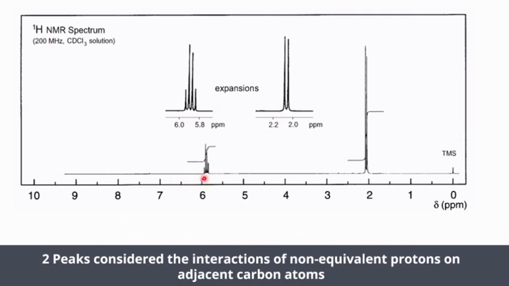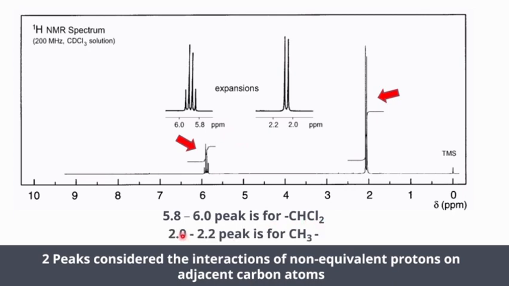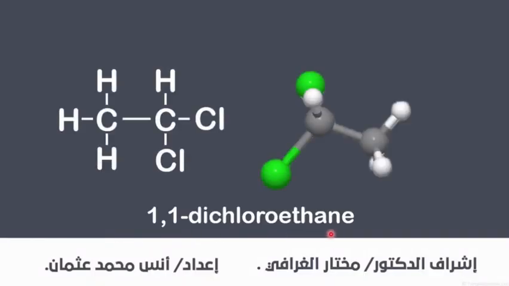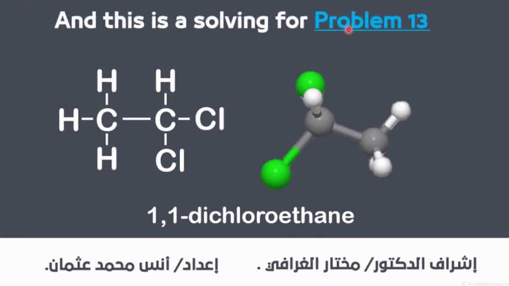From the H NMR we see two peaks, considering the interactions of non-equivalent protons on adjacent carbon atoms, one at 2 to 2.2 and the other at 5.8 to 6. The 5.8 to 6 peak is for CHCl2 and the peak at 2 to 2.2 is for CH3. Now we make sure CH3CHCl2 is the desired compound. The desired compound is called 1,1-dichloroethane. And this is the solution for problem 13.